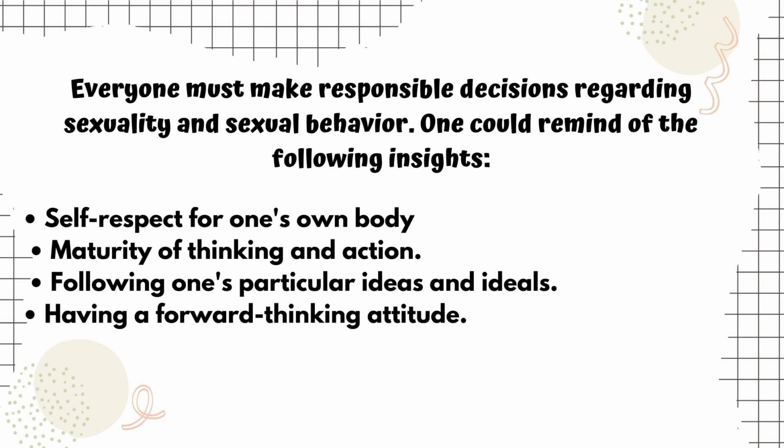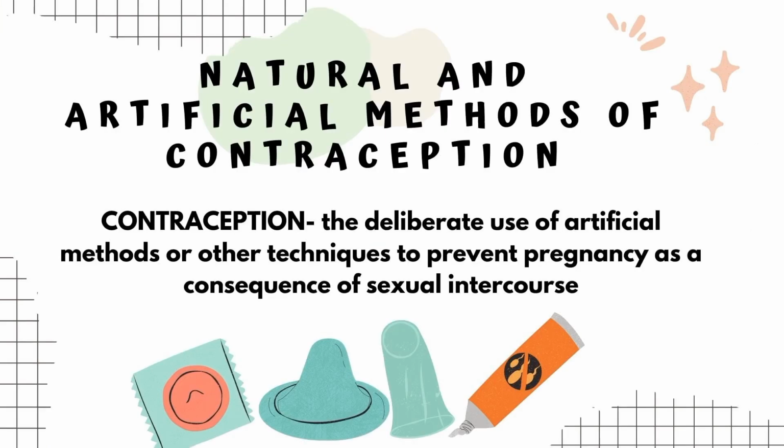And lastly, having a forward-thinking attitude. A person should continually consider the potential implications of their current activities in the future. So we need to think before we do that kind of action to prevent problems. Natural and artificial methods of contraception.